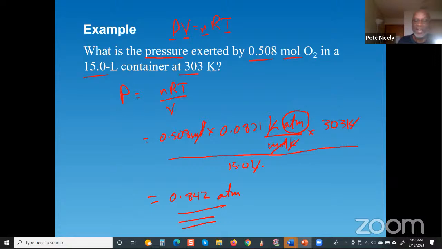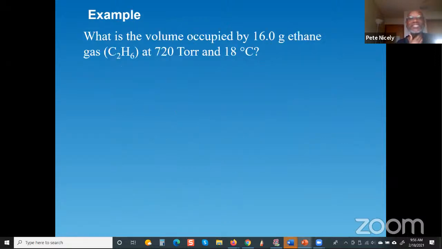Okay. So moving along, here's another example. Now, this one is very similar to what we did before, but it's a bit more complicated. One difference is that this question is asking for the volume, and the other difference is that it doesn't give us the moles, it gives us the mass of the gas, it gives us the formula of the gas, it gives us the pressure in torr, and it gives you the temperature in degrees Celsius, right? So the question is asking for the volume. So therefore, what I would do is rearrange the ideal gas equation.